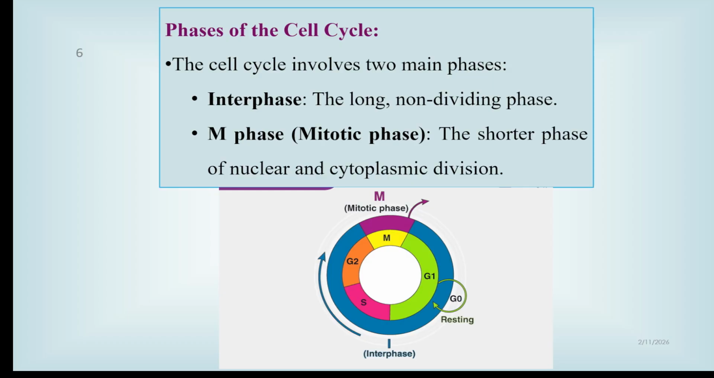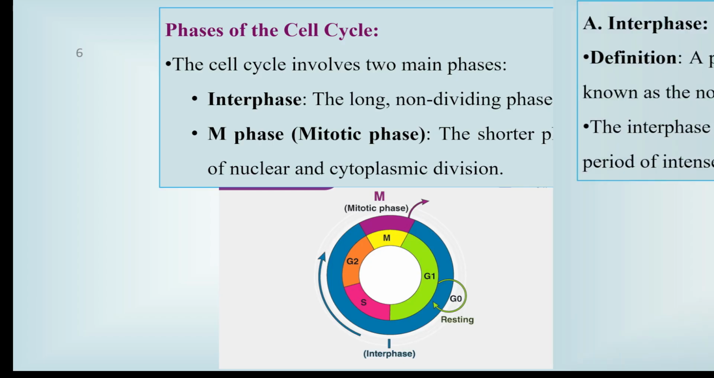The cell cycle is divided into two main phases. The first is interphase, which is very long and is a non-dividing phase. The second, which is a short one, is also called the mitotic phase, or M phase, in which the nucleus and the cytoplasm of the cell divide.